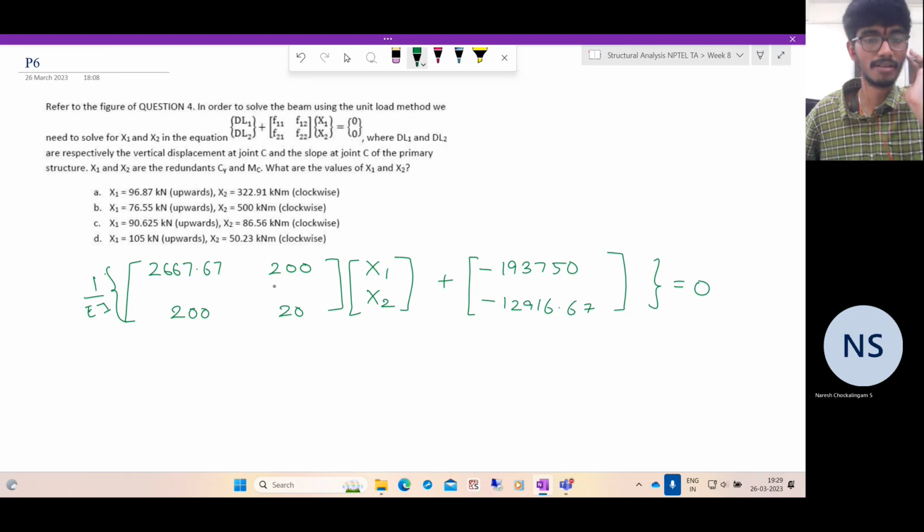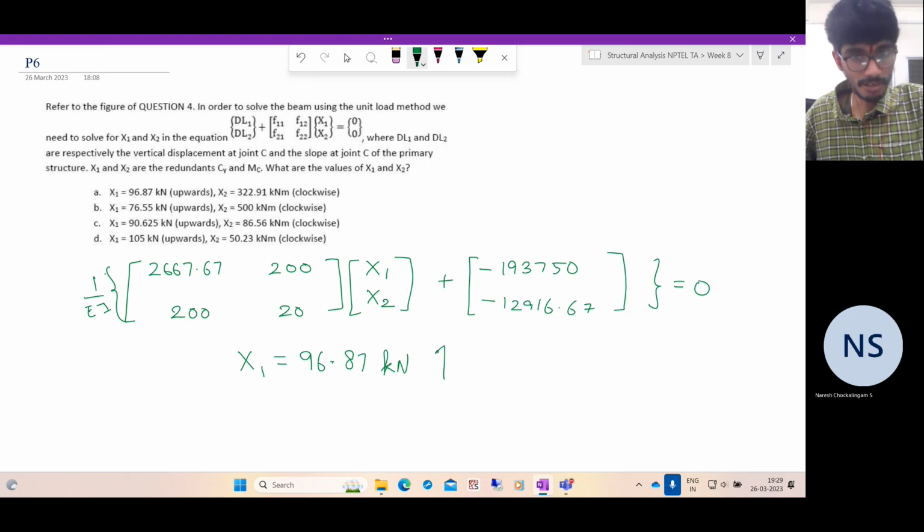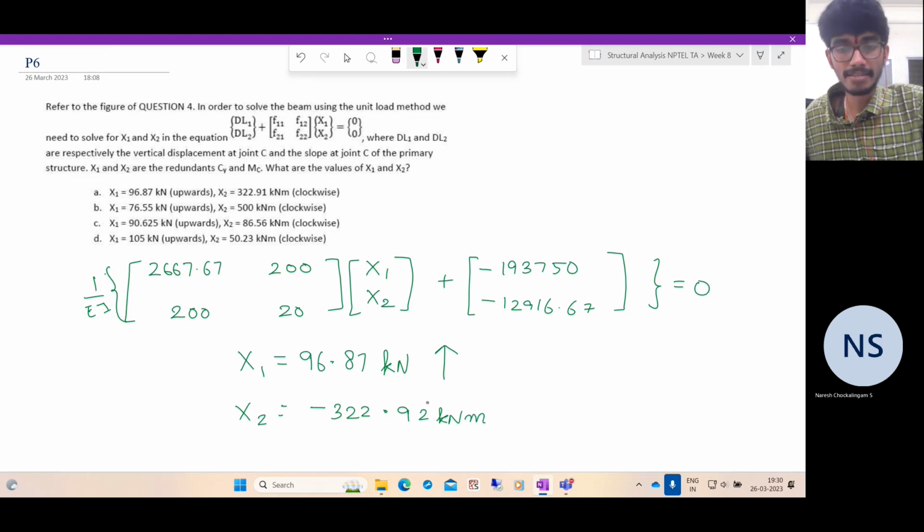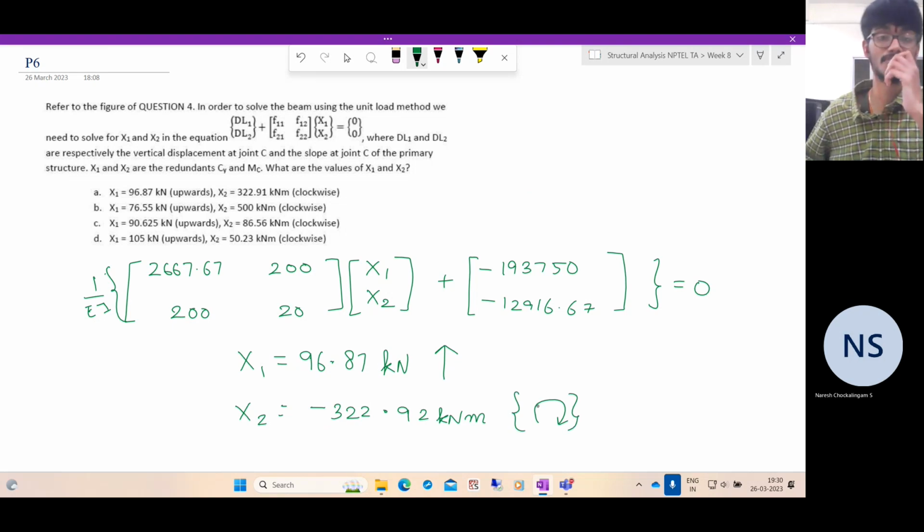So this is a 2 by 2 system. If you solve it using your scientific calculator, the unknowns are x1 equals 96.87 kilonewtons, which is acting upwards since it is positive, and x2 is minus 322.92 kilonewtons. So the minus sign signifies that it is acting opposite to the assumed direction. We assumed counterclockwise, so since we get a minus sign, it means it is acting clockwise. So the correct answer is option A: 96.87 kilonewtons upwards and 322.91 kilonewtons downwards.